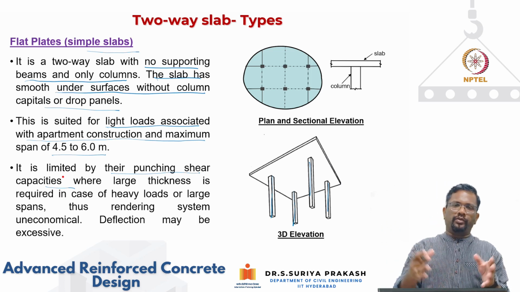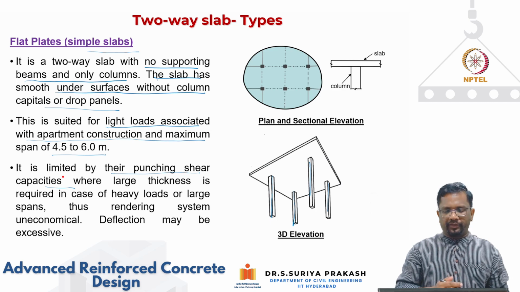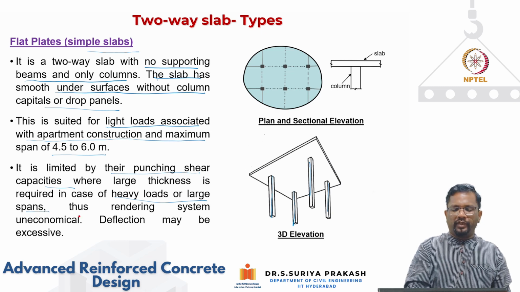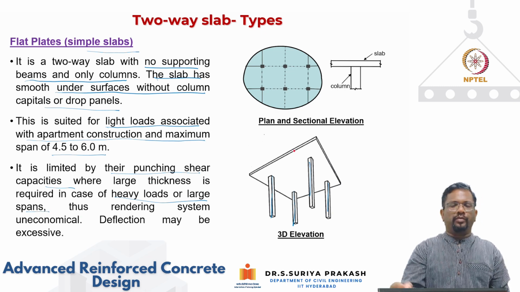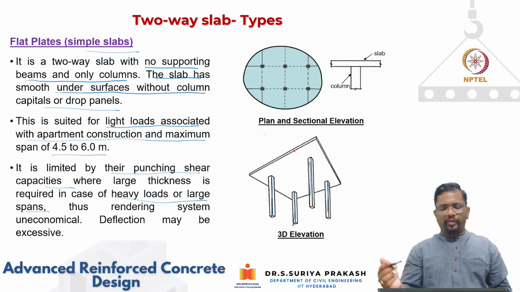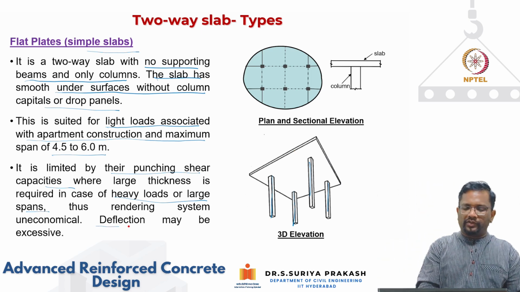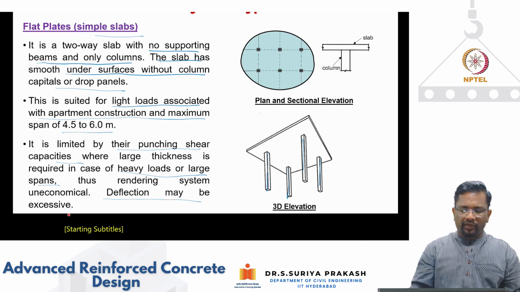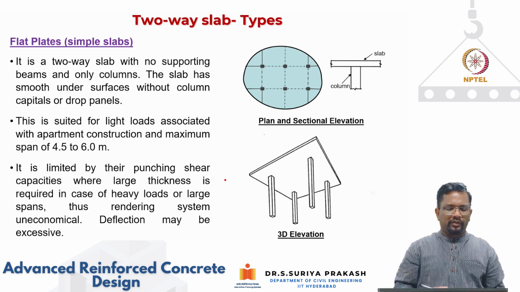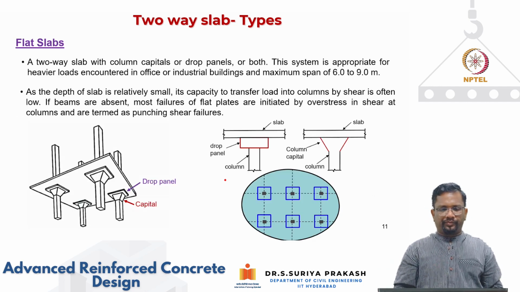These elements are going to shear in two-way shear around the column. When you have a heavy load or large spans, this system will become uneconomical because you will end up providing thicker plates, and deflection will also become excessive. The moment your span is higher, the deflection is also going to become excessive.